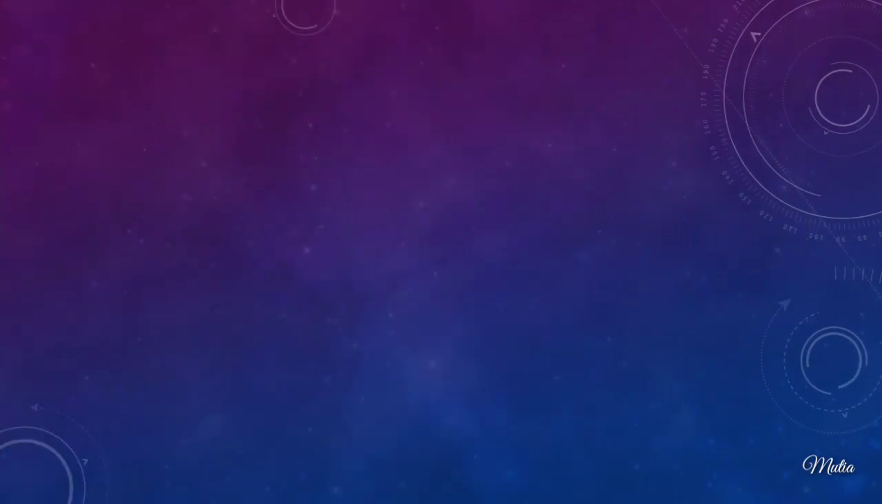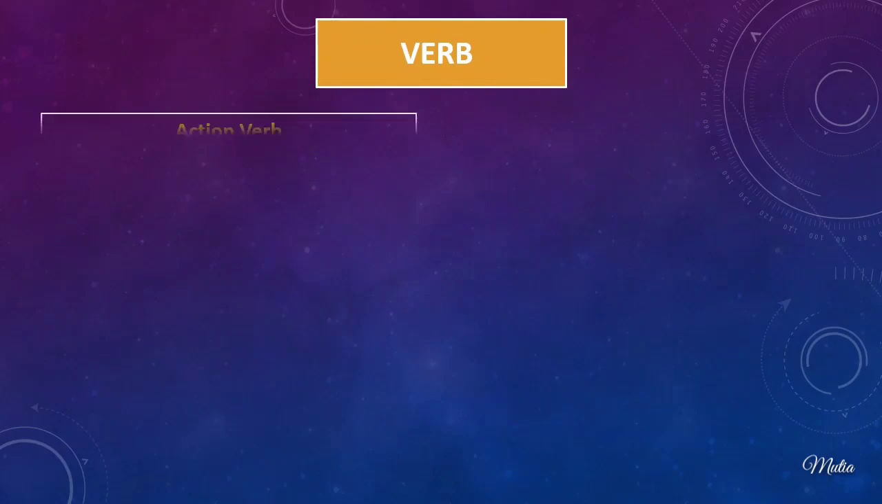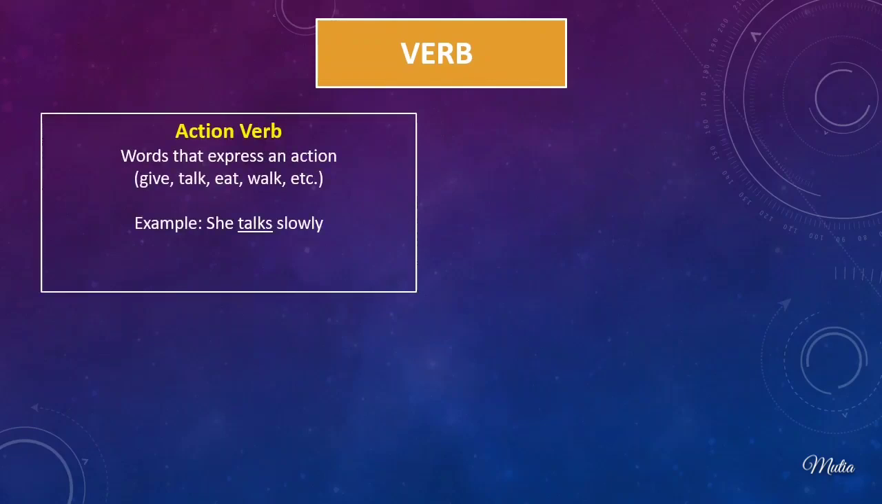Now we are talking about verb. The first is action verb. Action verbs are the words that express an action, such as give, talk, eat, walk, and so on. For example, she talks slowly.